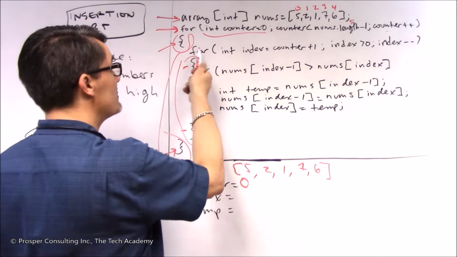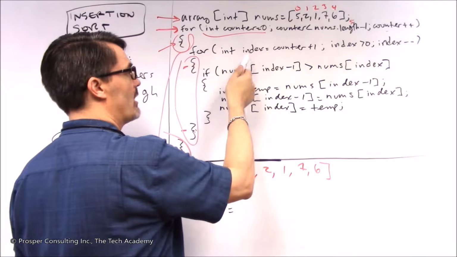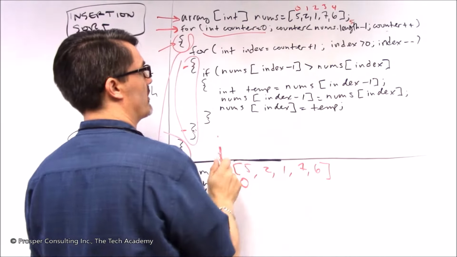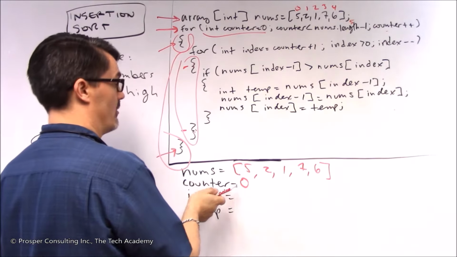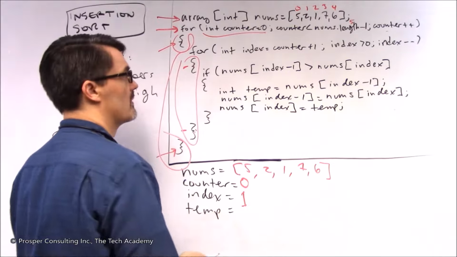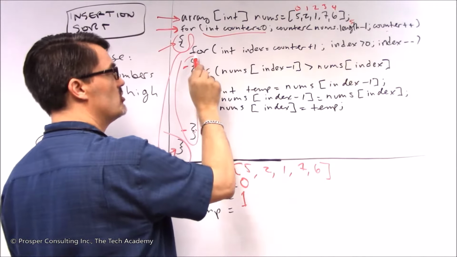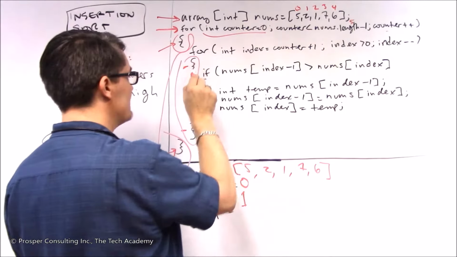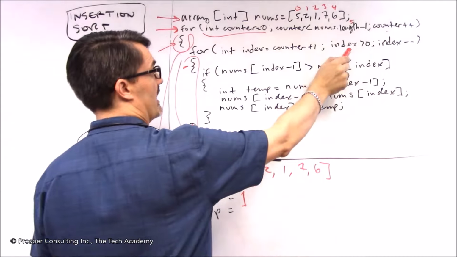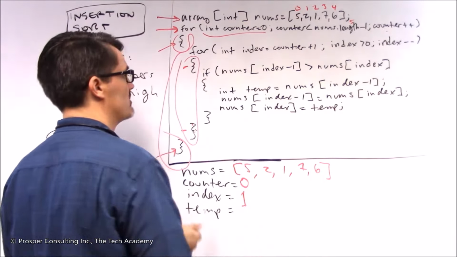Good. So the first thing we do when we get inside the bracket is we have another for loop. We set up a variable called index, and we initialize it to the value of counter plus 1. Counter is equal to 0 right now. Add 1, and index is now equal to 1. Great. Now let's check the condition. The conditional statement on this loop is we're going to do everything inside these brackets as long as index is greater than 0. Well, look, index is 1. That's greater than 0, so we are going to do everything inside these curly brackets.